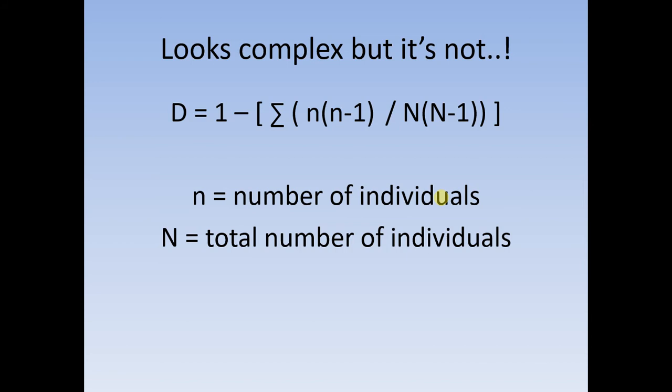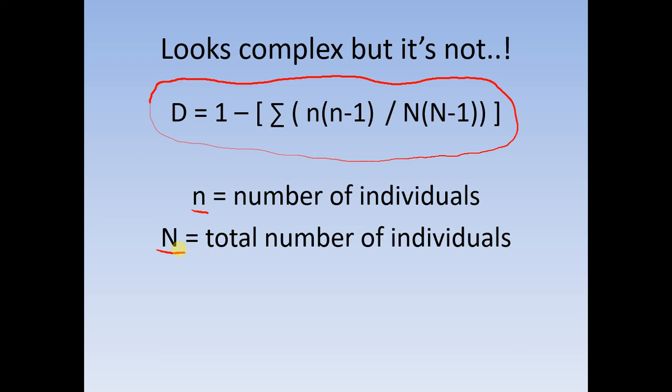So this is right here. This is the Simpson's index equation, how to figure out the Simpson's index. Now it looks complex, but it isn't really that bad. There's only 2 variables: lowercase n, which is the number of individuals from each species. So if I find 5 white-tailed deer, that would be 5. And uppercase N is the total number of individuals of all species combined. And so we're going to see how to use this to compute Simpson's index D.